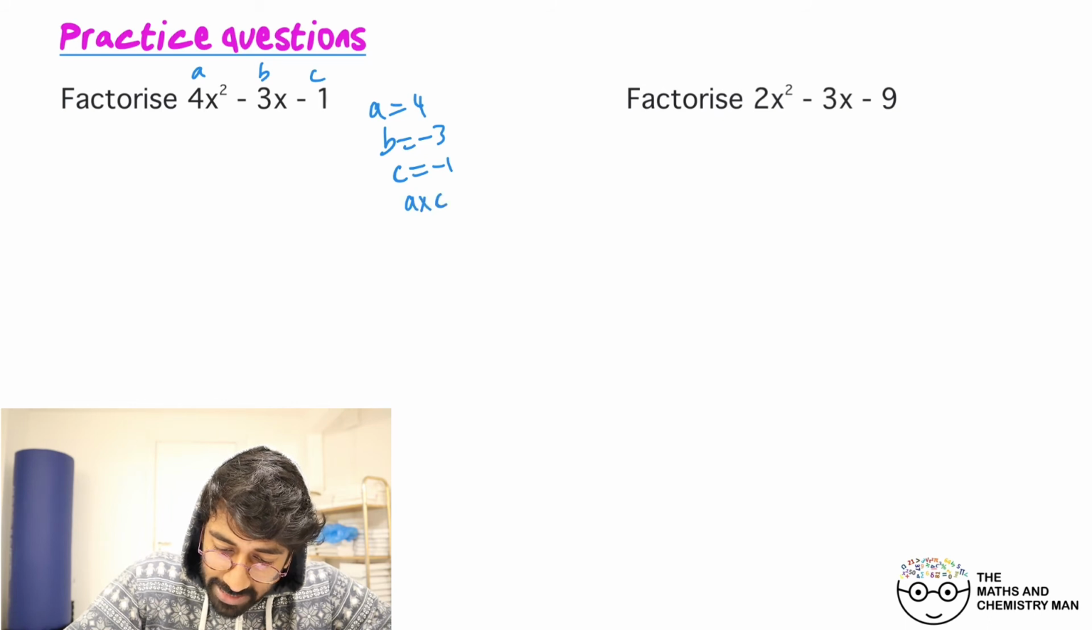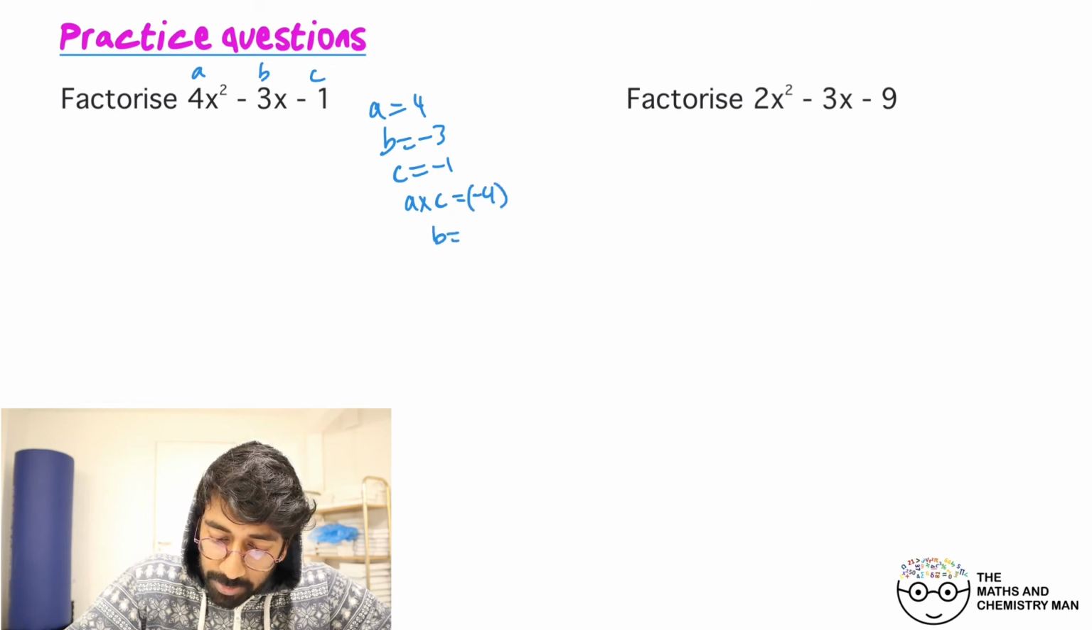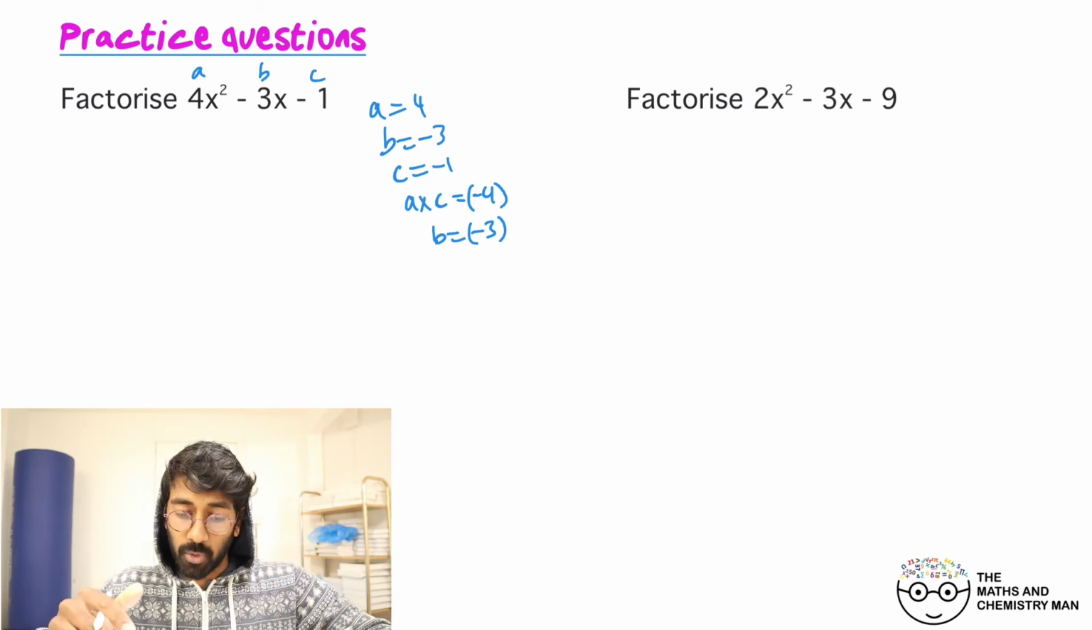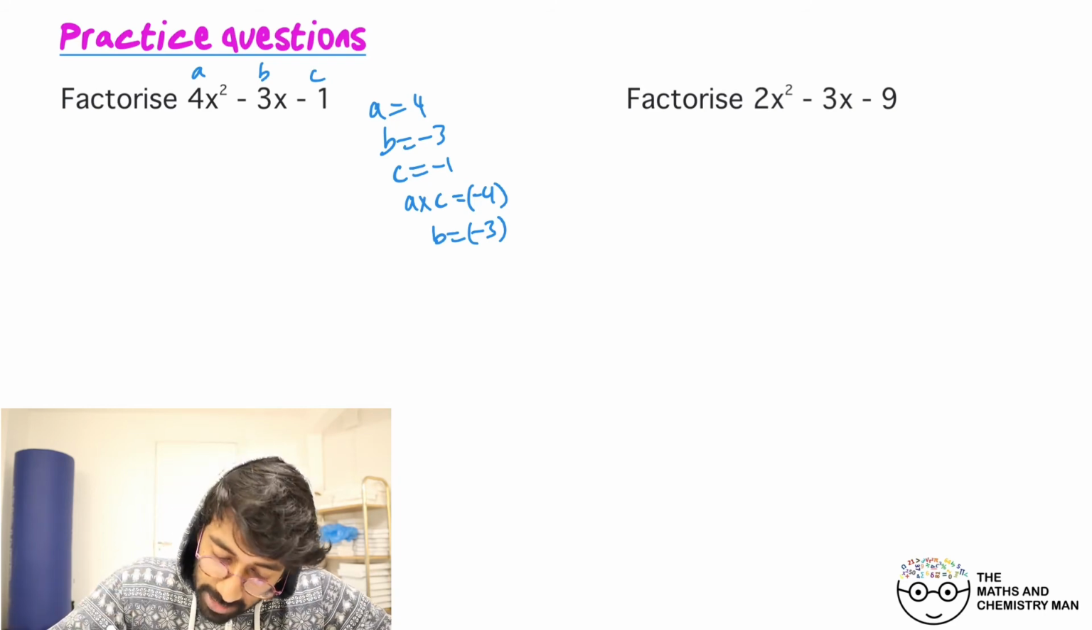So we start by doing A times C. So A times C would give us 4 times minus 1, that's just minus 4. And make a note of what B was, minus 3. So now what do we need? We need numbers that multiply to minus 4, but add to minus 3. So that's going to be minus 4 and positive 1.